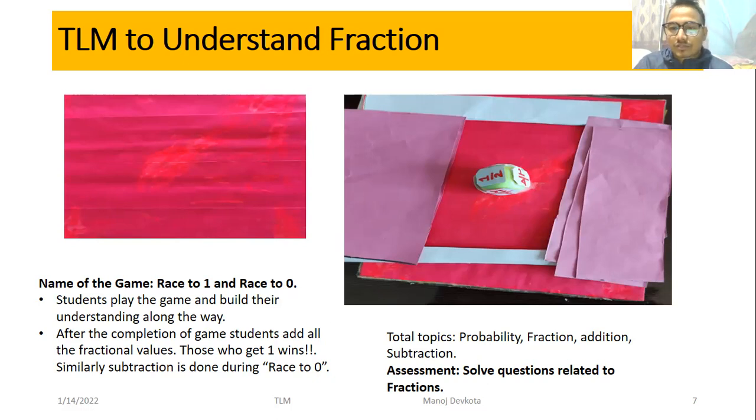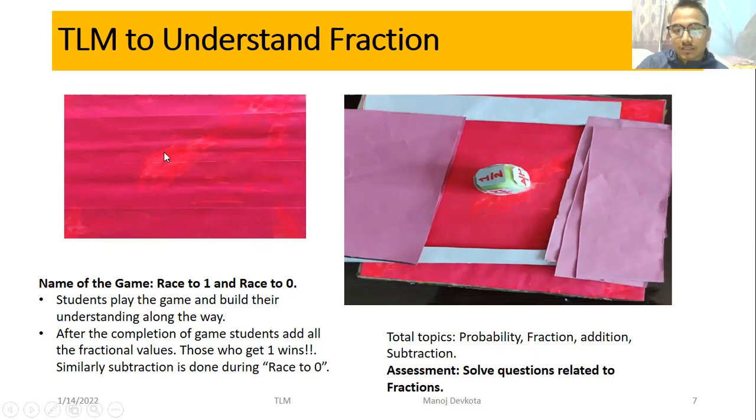Like we can also teach probability from here. What is the probability of appearing 1/2 when we roll a dice? There is 1/2 only once, so the chance is 1/6. But there are 2 faces of 1/8, so the chance of appearing 1/8 is 2/6, meaning 1/3, right? 2/6 is 1/3. Okay, so topics that can be covered from this teaching learning material are probability, fraction, addition, and subtraction through game.